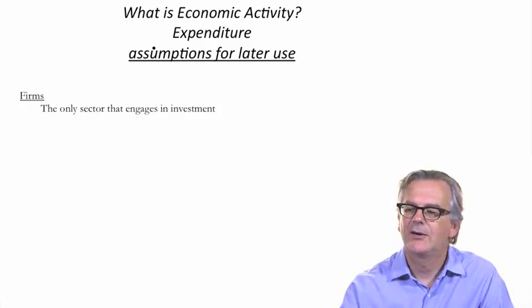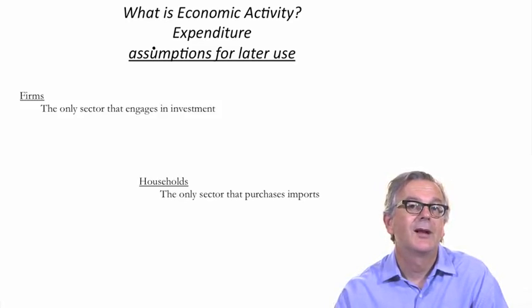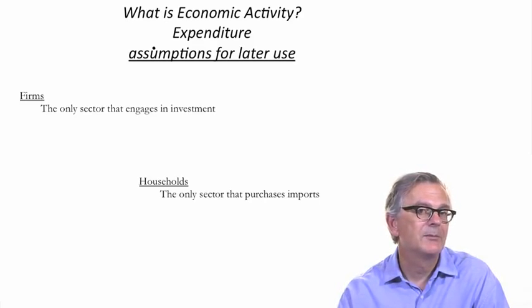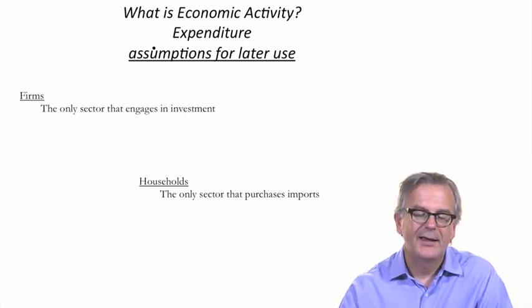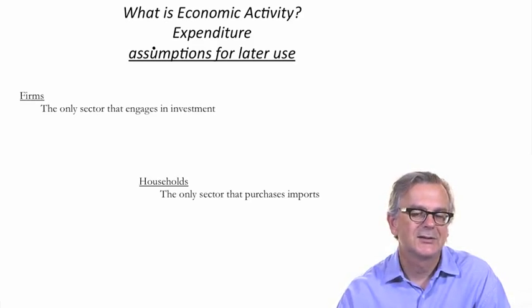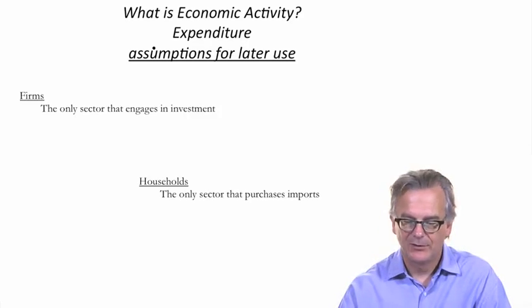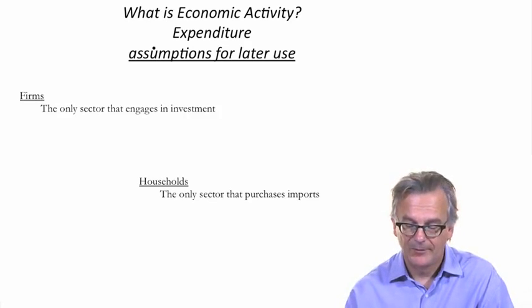So firms are the only sector that engage in investment. And for similar reasons, we're going to assume that households are the only sector that purchase imports. Again, you don't have to make that assumption. We could work with a model of the economy in which government and firms both purchase imports, all that's going to do is make the analysis more complicated without actually adding any significant insight. So we'll restrict imports to the household sector and we'll restrict investment to the firm sector. And pretty much we're going to maintain those assumptions throughout the rest of the course.